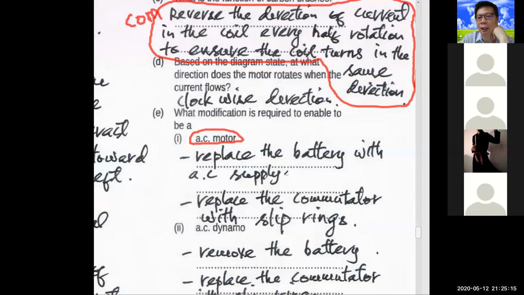Okay. The second one is replace the commutator with slip rings. Last lesson I told you, right? Commutator, half ring like this, is for a DC motor. An AC motor must have two rings, one in front, one at the back. Okay, rings are like this, slip rings. So what you need to do is replace the commutator with slip rings. So by doing these two, you can make this thing become an AC motor. It's not DC already, it becomes an AC motor. Okay.